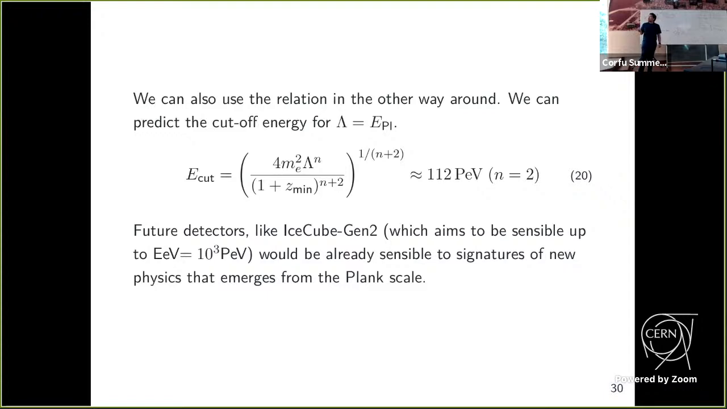Okay, and this is very good because future detectors like IceCube Generation 2 aim to be sensitive up to exa-electron volt. And that means that the next generation of detectors could already be sensitive to effects of new physics that stem from a scale of new physics around the Planck scale.